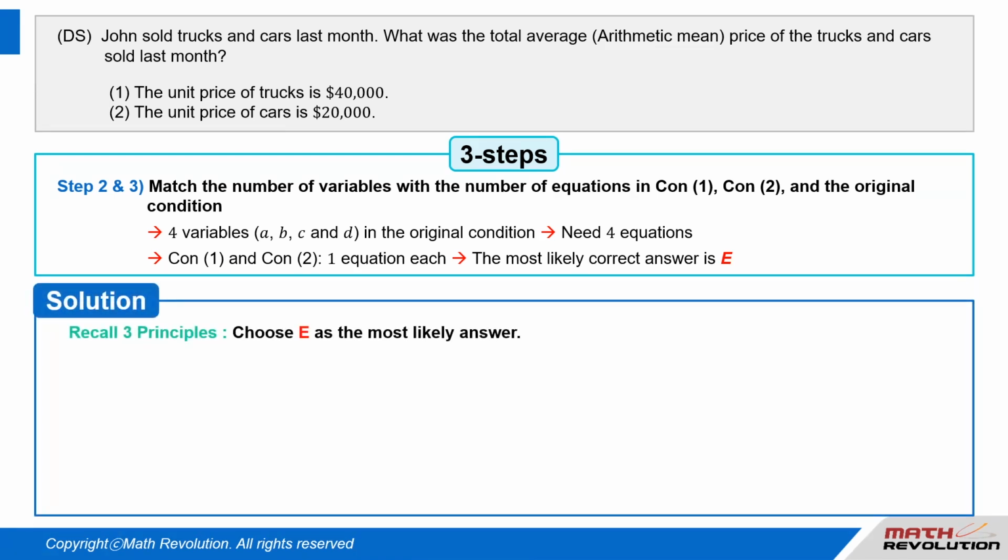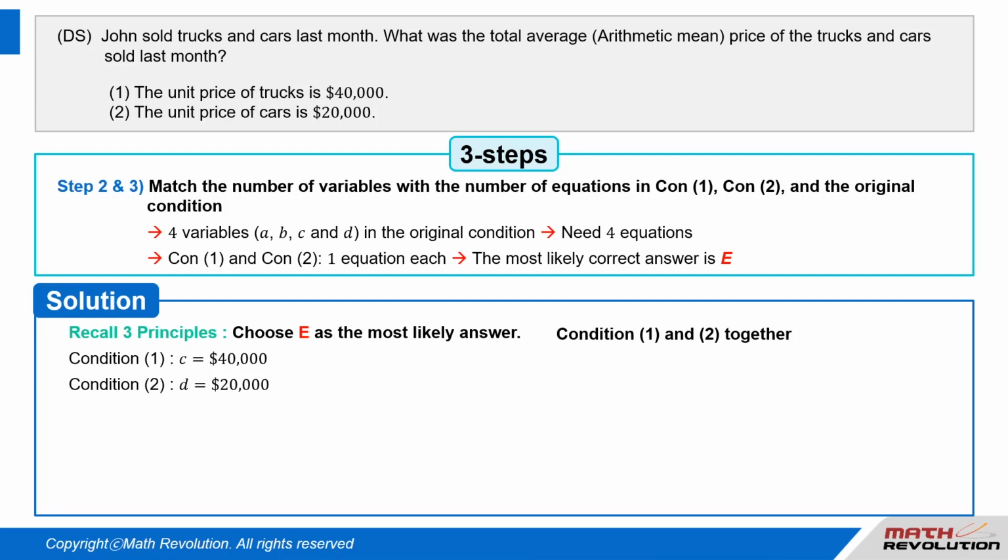Recall 3 principles and choose E as the most likely answer. In the original condition, we need 4 more equations, so it is about 80% likely that E would be the answer. On the actual exam, be sure to pick E. Now, let's take a look at the actual answer to prove that choosing E is the right choice. Let's take a look at both conditions together.